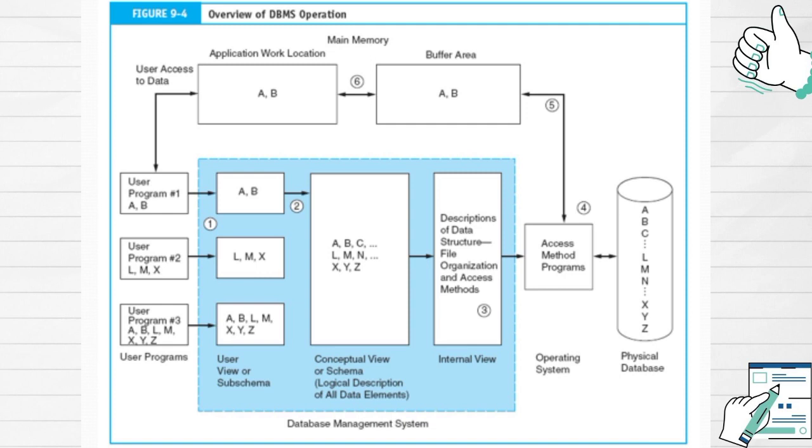Fourth is using yung access method, the operating system interacts with the disk storage device to retrieve yung data from the physical database. Fifth naman is the operating system stores yung data in a main memory buffer area managed by the DBMS. And kapag yung DBMS ay na-transfer na yung data to the user's work location in main memory, at this point, the user's program is free to access and manipulate the data.